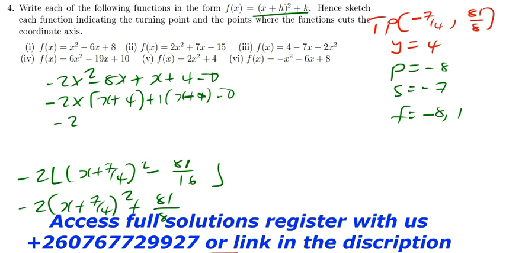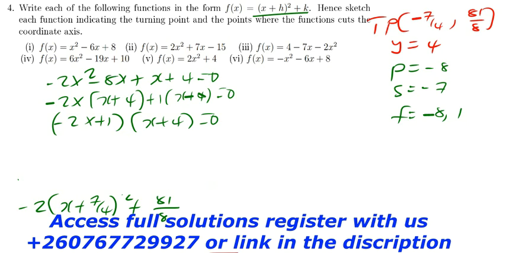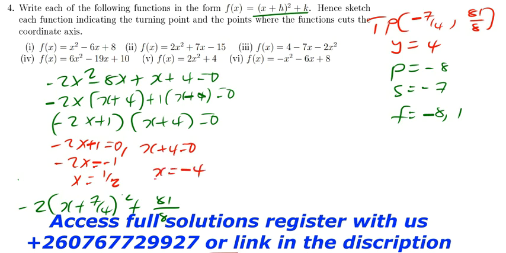So you have negative 2x plus 1 and x plus 4 equals 0. So you have negative 2x plus 1 equals 0 and x plus 4 equals 0. So you have negative 2x is equal to negative 1. Divide both sides by negative 2, x will be equal to 1 over 2. Another one, x will be equal to negative 4. These are the x values: x is equal to 1 over 2 and x is equal to negative 4.